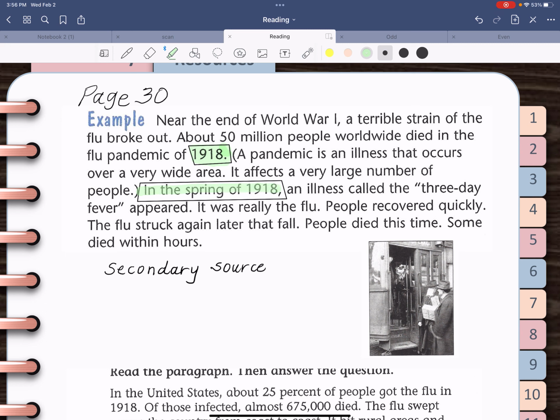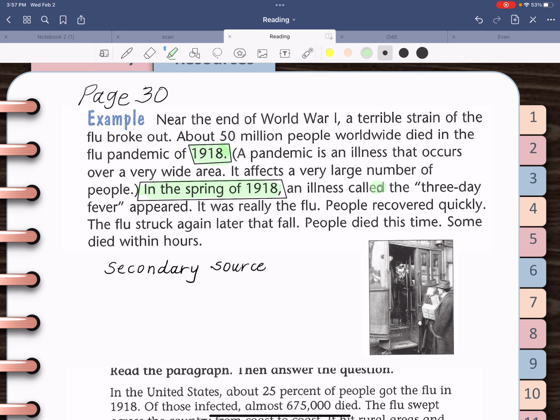Another clue is that we're talking about past tense. Primary sources are often in the present tense because the author's describing what he sees in front of him. But this is a past tense passage. So learn to look at your verbs. You have words like called, appeared, was, recovered, struck, died, and there's died again. So those are past tense. This is putting me in a time in the past that this author did not witness. So this is a secondary source.